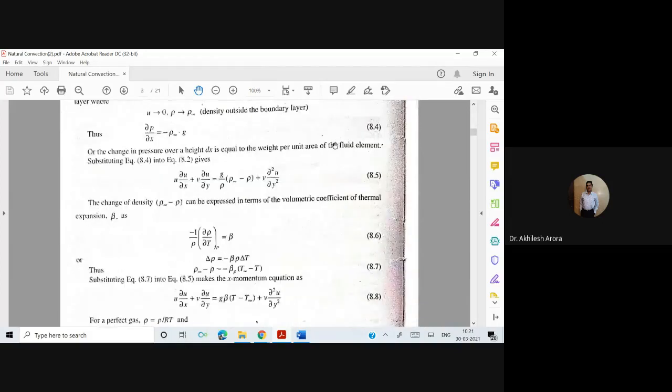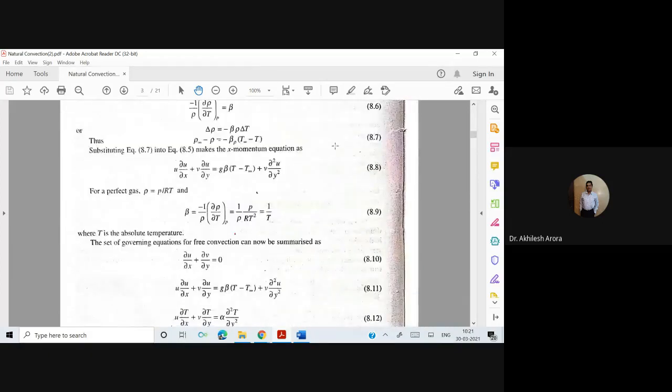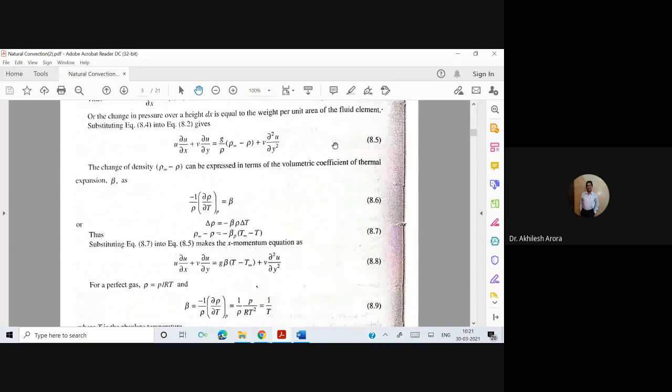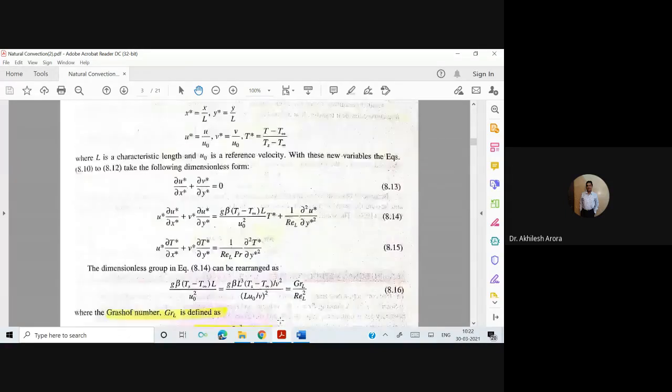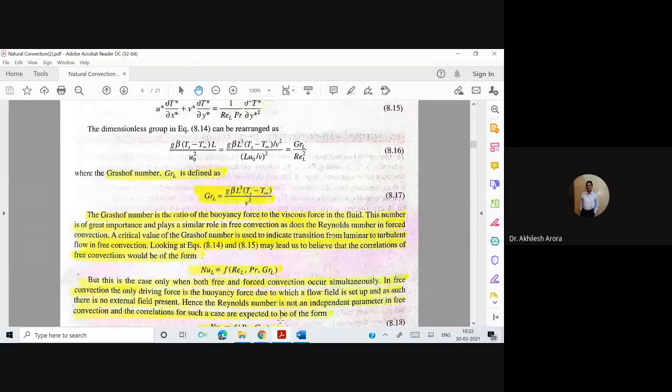Then I told you about the value of beta. Beta is nothing but the volumetric coefficient of thermal expansion. You can see it here, volumetric coefficient of thermal expansion, and its value is equal to 1 by T. And then we discussed the Grashof number, which is equal to g beta L cube (Ts minus T infinity) divided by nu square, and it is the ratio of buoyancy force to the viscous force.